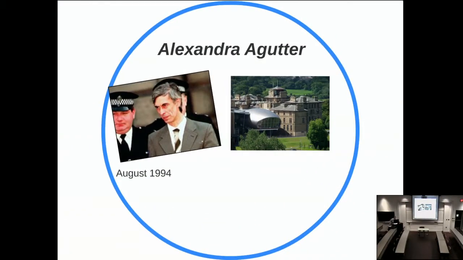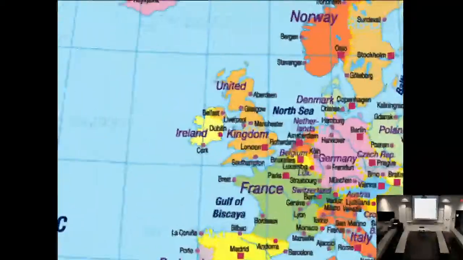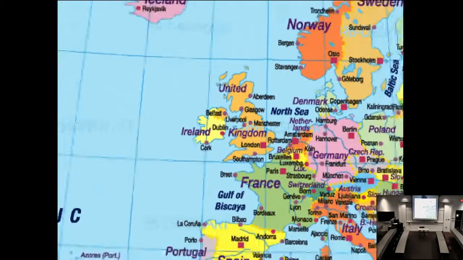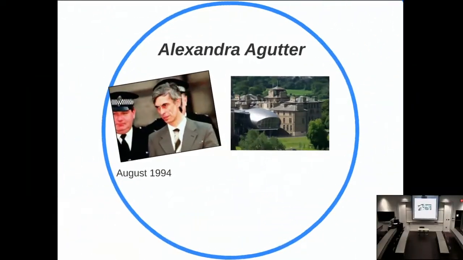The last one on the list is Alexandra Gutter, who was poisoned by her husband, shown on the left there, Dr. Paula Gutter, who worked at Napier University in Edinburgh, UK. And so on the right is shown a picture of Napier University.